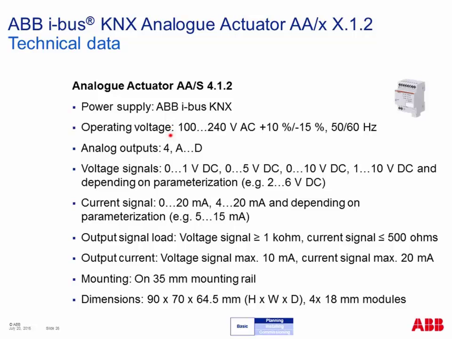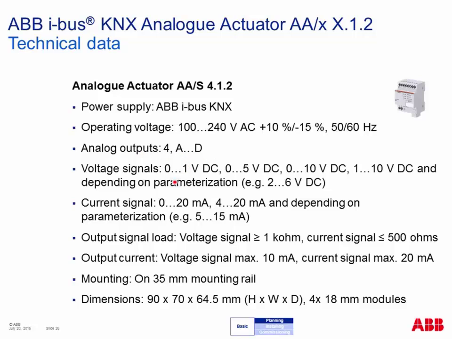Additionally, the device needs operating voltage. So when planning the device, it's important that we have KNX and between 100 and 200 volt AC plus 10% or minus 50, and of course 50 or 60 Hz, so for worldwide use. And totally we have four analog outputs. They are labeled from A to D.